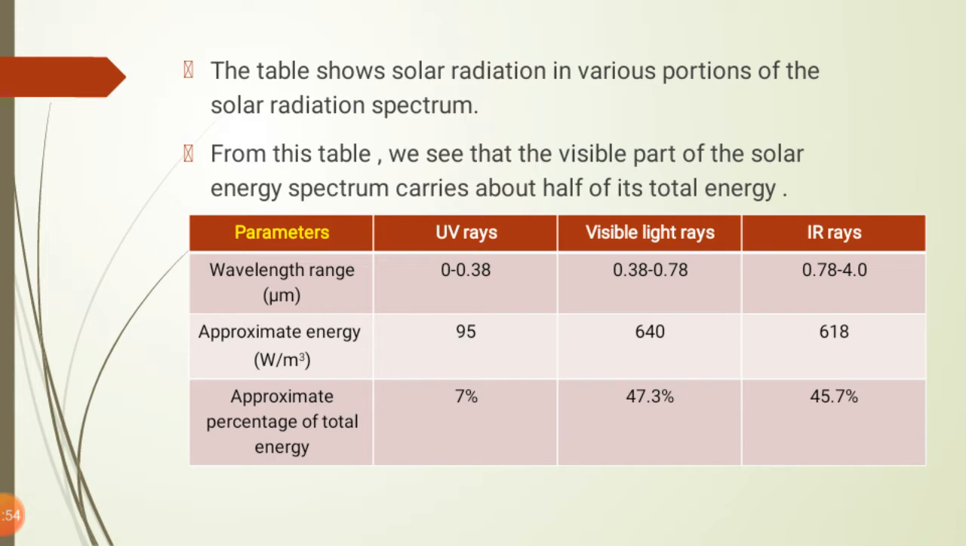So from the above information we conclude that the solar radiation consists mostly of visible light. The maximum of the solar radiation distribution curve lies in the visible range, that is 0.38 to 0.78 micrometer, and in that region we will get maximum solar radiation or maximum intensity of the solar radiation.